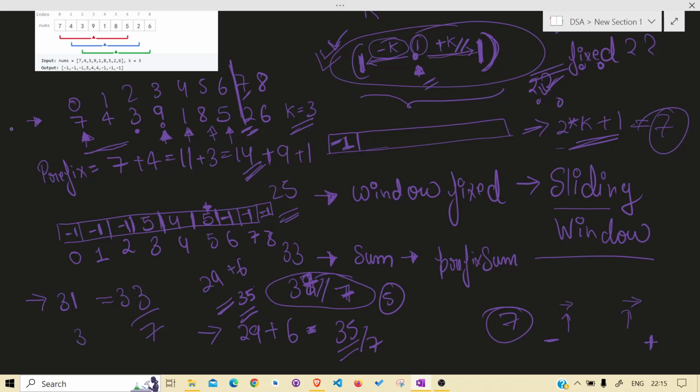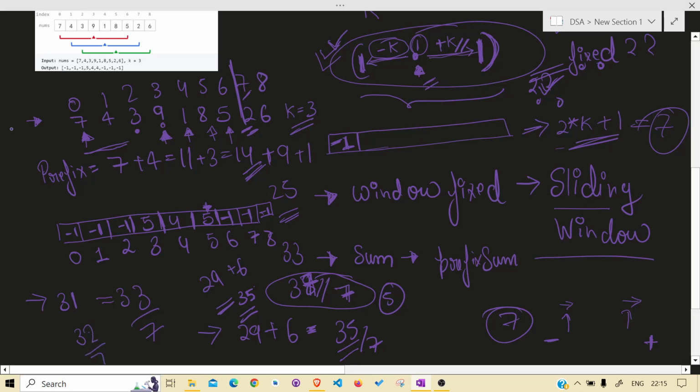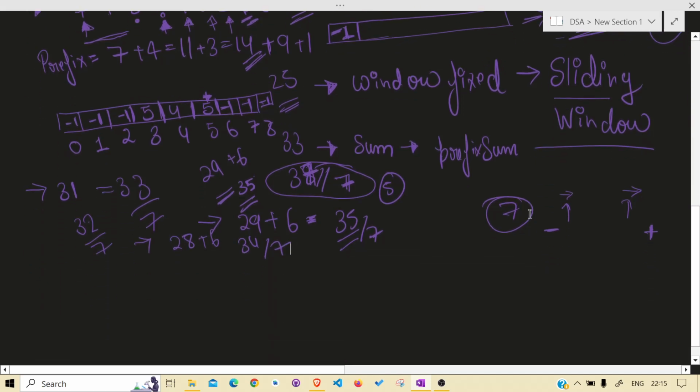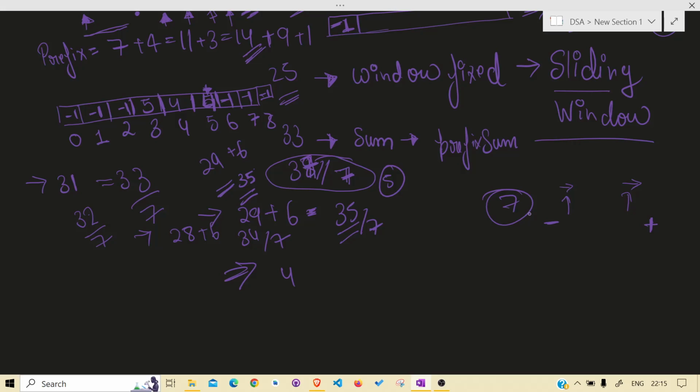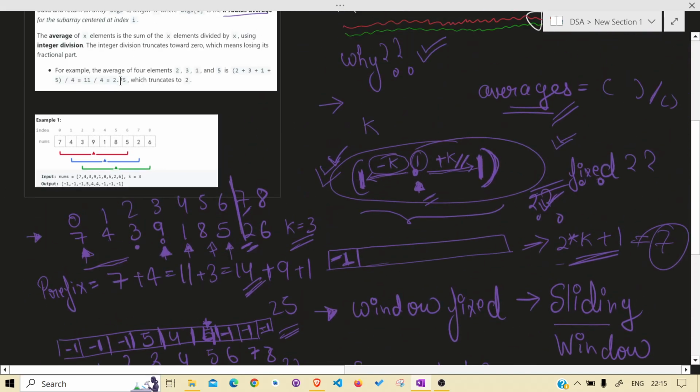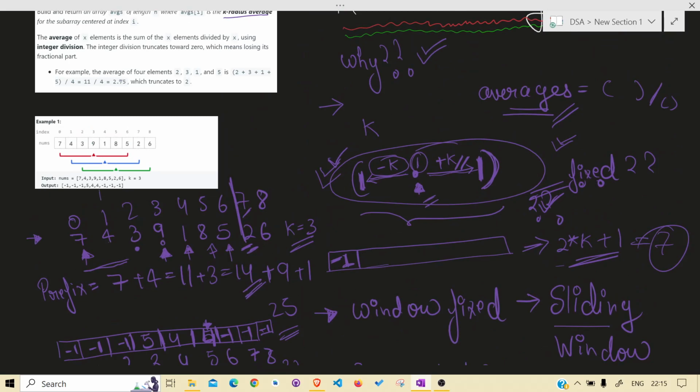37 minus 30. It's 30 plus 2, 32. 7. We get 4 again. This time minus 4, 2, 30 and 28. 28 plus 6, it's 34. Now we are getting 34 by 7. It's 4. And we are matching with our test case. Here you can see there is 4.